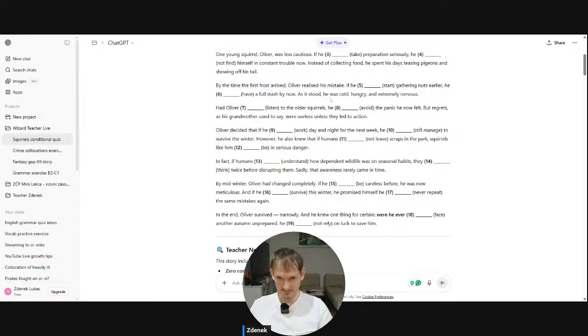As it stood, he was cold, hungry, and extremely nervous. Basically, this squirrel screwed up. It messed up. The squirrel is completely nuts. Pun intended. Yes. The squirrel is a nutter. Right. There was a mistake. The squirrel didn't make it. It was hungry, cold, and nervous. I would be too.